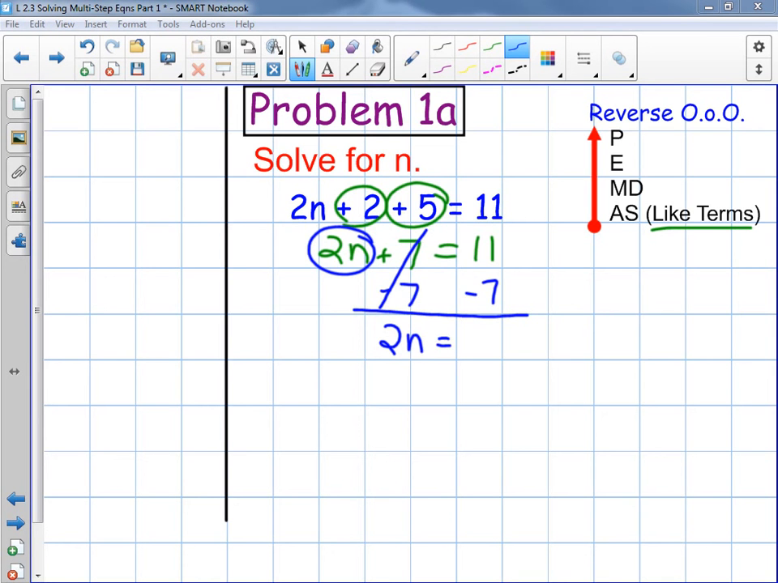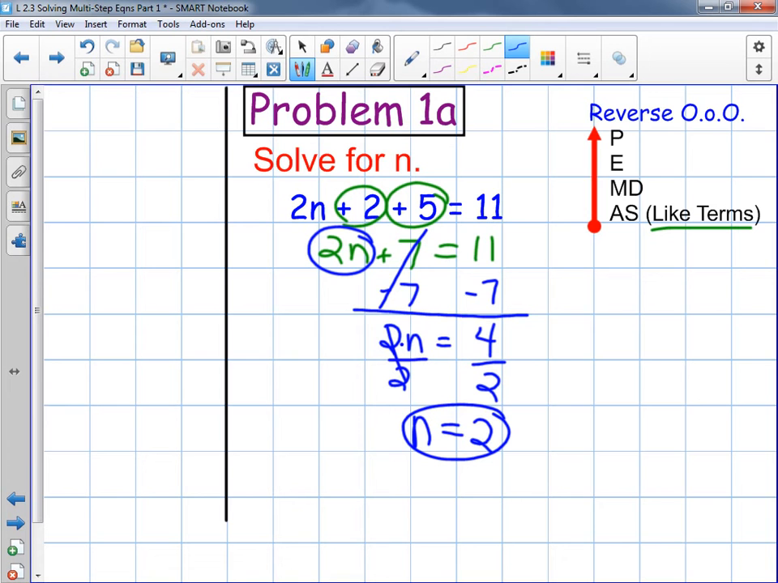And 11 minus 7 is 4. So 2 times n equals 4. You get rid of the 2 times by dividing by 2. What you do to one side, you do to the other side. The 2's cancel. You are left with n, and 4 divided by 2 is 2.